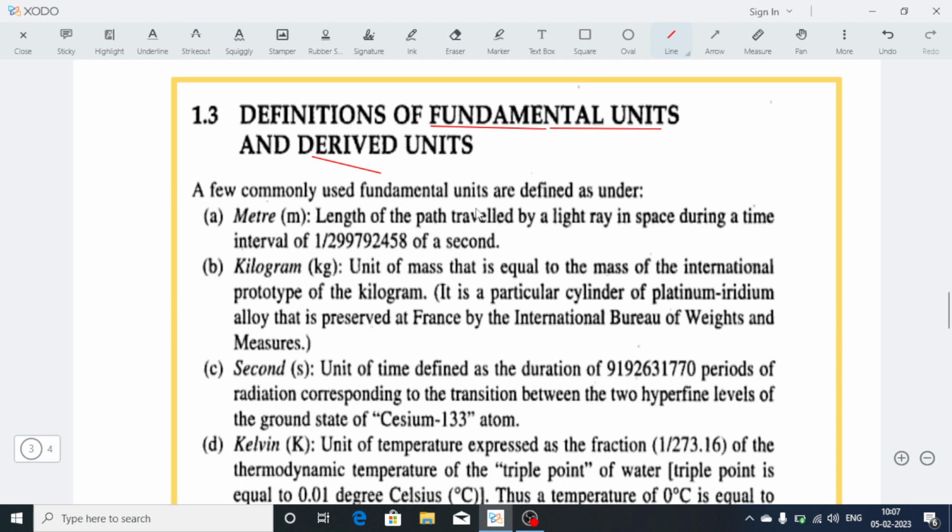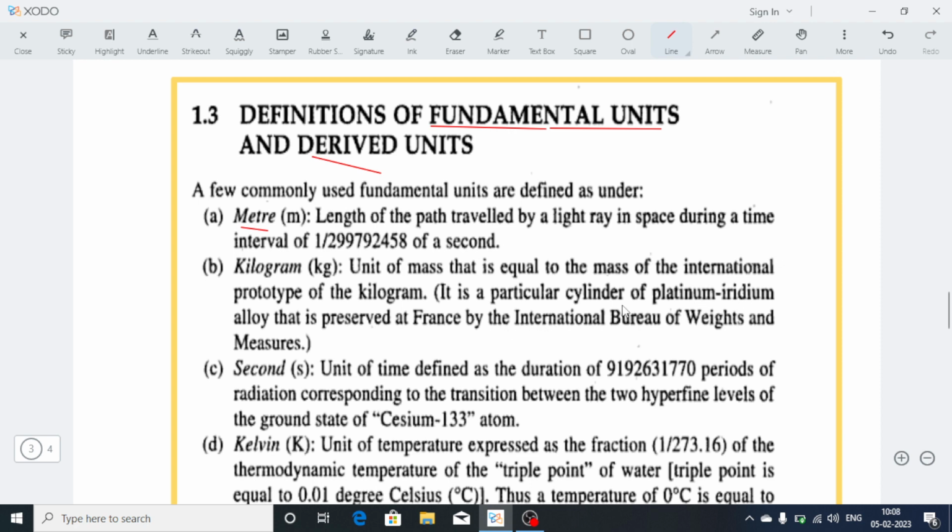A few commonly used fundamental units are defined as under. Meter: length of the path traveled by a light ray in space during a time interval of 1 by 299,792,458 of a second. Kilogram: unit of mass that is equal to the mass of the international prototype of the kilogram.